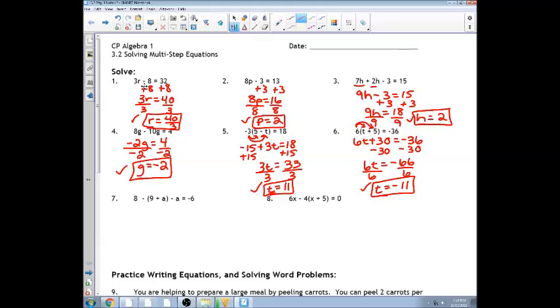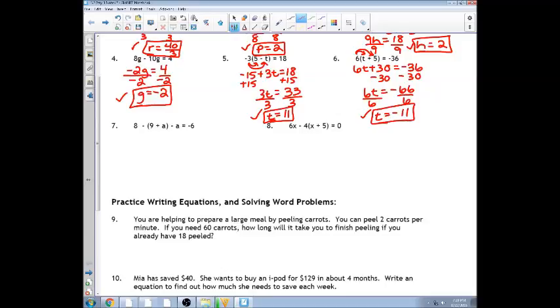Number 7, this one's a bit tricky. The first step, if you use order of operations, is to check inside the parentheses. There's nothing I can do there, but I do have a negative 1 I can distribute. So it would be 8 minus 9 minus a equals negative 6. From here, I need to combine like terms. So 8 minus 9 is negative 1. Negative a minus a is negative 2a. It's equal to negative 6. I'll add 1. That leaves me with negative 2a is equal to negative 5. Divide by negative 2, divide by negative 2, a equals 5 over 2.